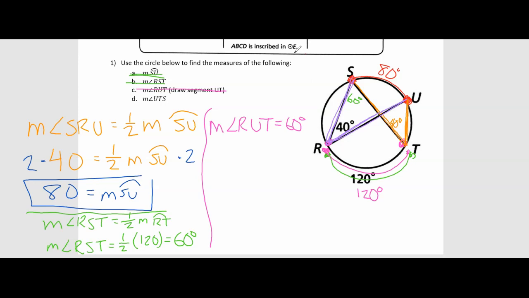Okay, we will practice the last page during class, but hopefully you know a bit more about how to find the measurements of inscribed angles as well as their relationships to central angles and arcs.